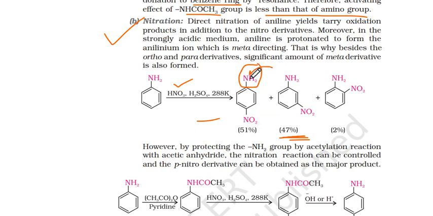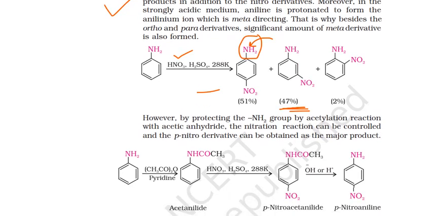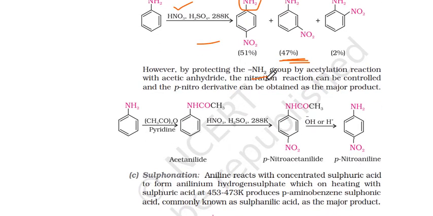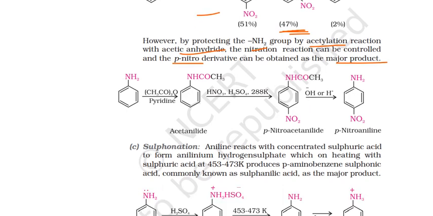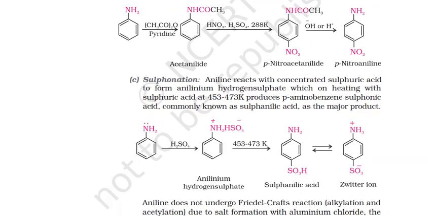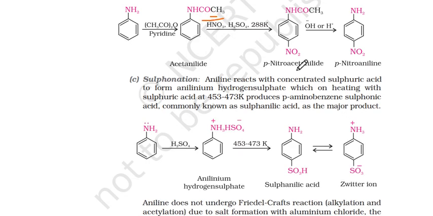And if you get an anilinium ion, it becomes a meta-directing group. However, by protecting the amine group by acetylation, again with acetic anhydride, nitration can be controlled and the para nitro derivative can be obtained as the major product. So you don't want any meta compound. So karne ko hum kuch bhi kara sakte. You've taken now here the acetyl group and you'll only get para as the major compound.